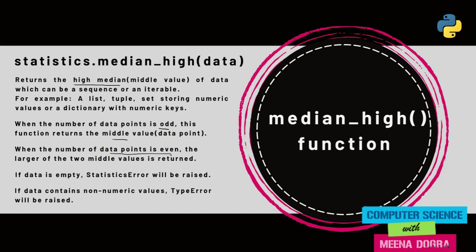But if the number of data points is even, then the list will be internally sorted, whichever sequence you give it, if you are not giving it a sorted sequence. And now you're going to get the larger of the two middle values, as the name itself is suggesting. Fine. So high median and low median, this is how they derive their names.